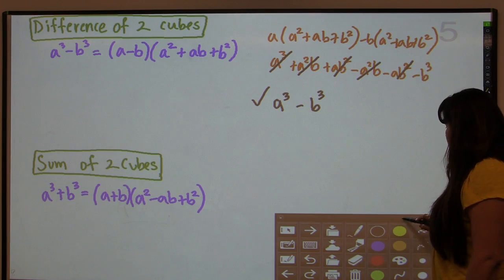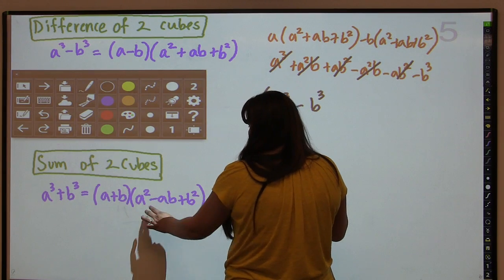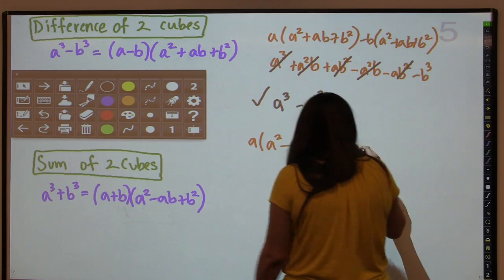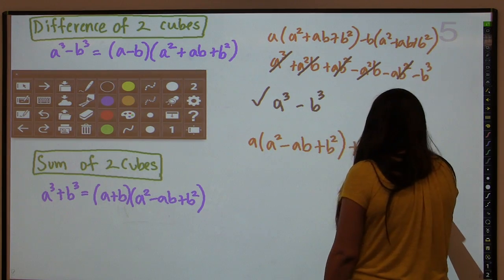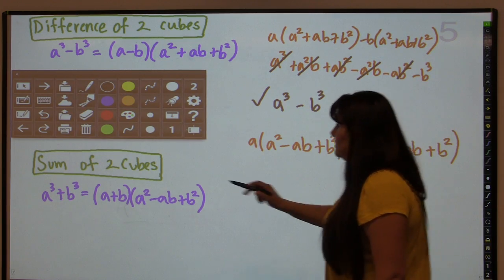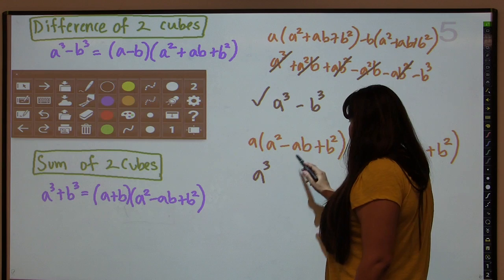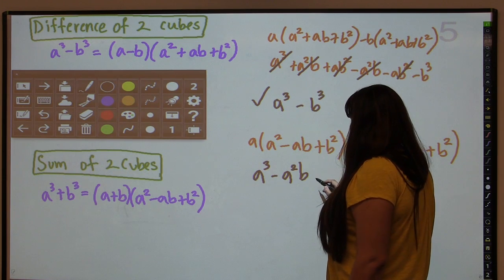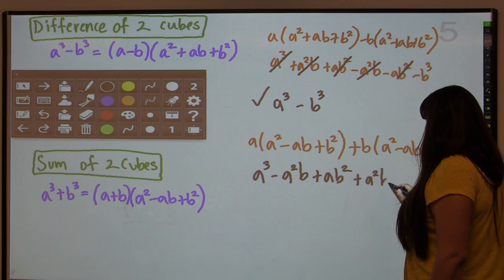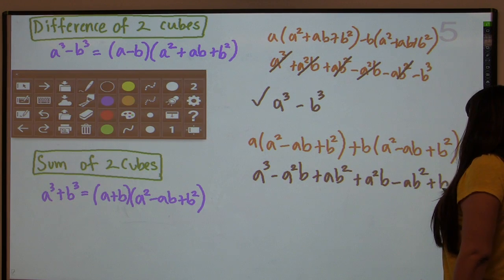And we'll do a very similar process to verify the second one here. Again, we're going to take the positive a and multiply it by a squared minus ab plus b squared. And then we'll take this positive b and multiply it by a squared minus ab plus b squared. And again, we are trying to verify that this in fact is a cubed plus b cubed. So again, a times a squared is a cubed. A times negative ab is negative a squared b. A times b squared is a positive ab squared. Positive b times a squared is a positive a squared b. Positive b times negative ab is a negative ab squared. And positive b times positive b squared gives us positive b cubed.